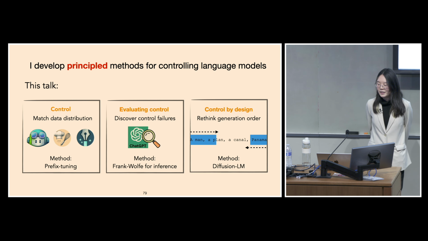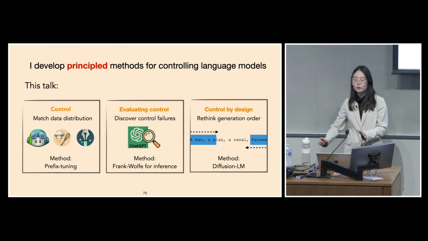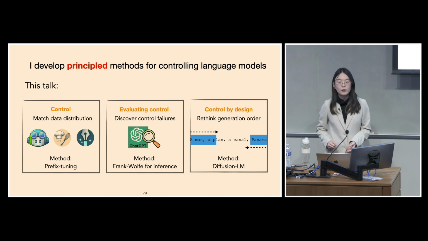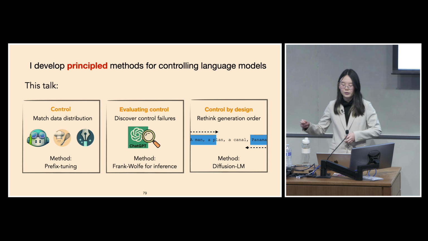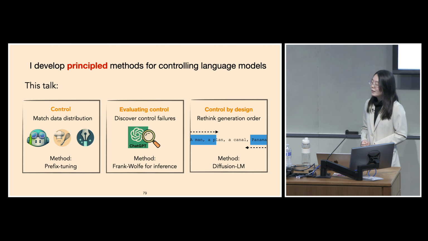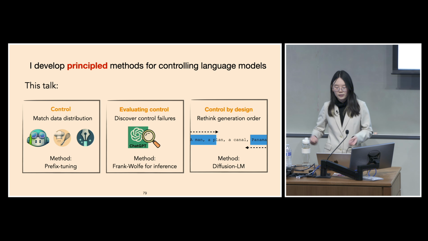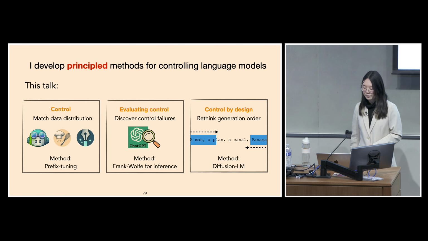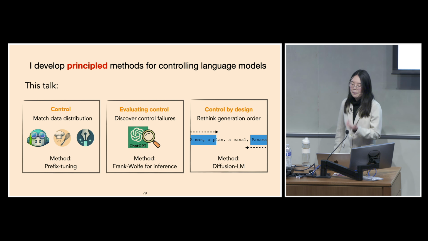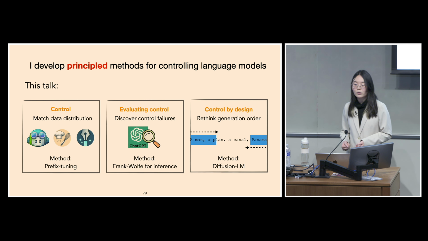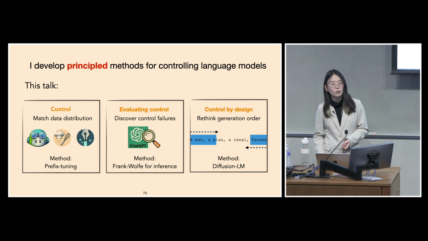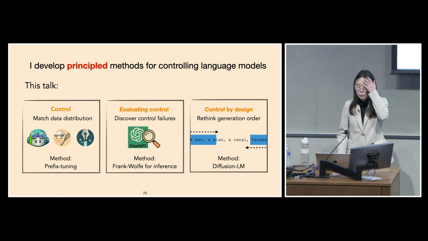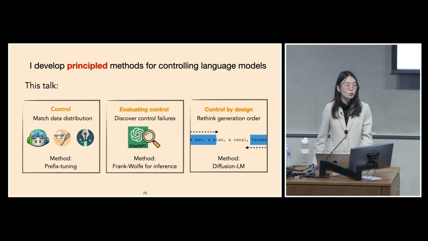So overall, for today's talk, we've discussed how to control language models in a very principled way. We use prefix-tuning to adapt the language model to some data distribution, and we evaluate control by computing the posterior distribution to discover diverse model failures. And finally, we take a step back to rethink the root cause of all the control challenges. We attribute the control difficulty to autoregressive language models and propose Diffusion-LM, which is controllable by design.